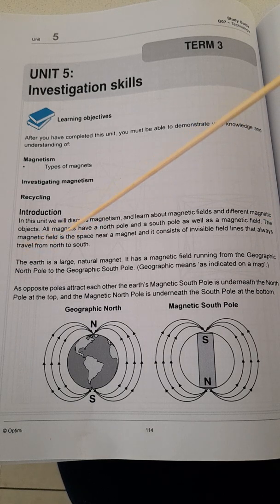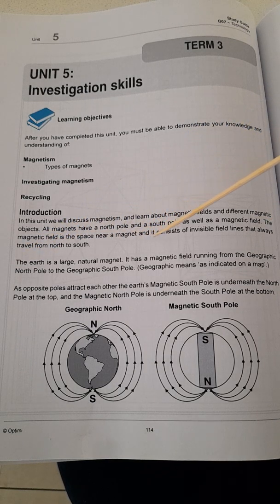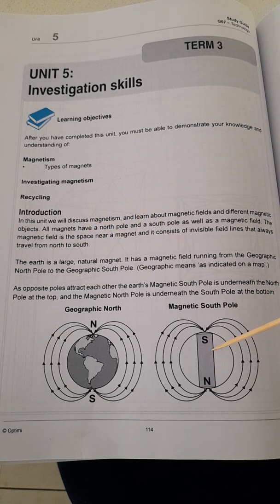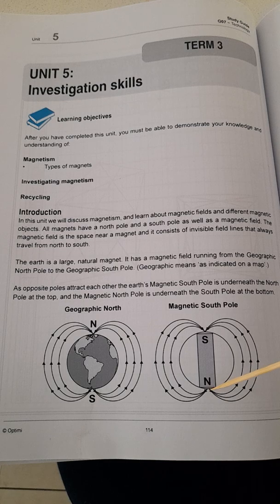The magnetic field is the space near the magnet, and it consists of invisible field lines that always travel from north to south. This is a magnet, and the magnetic field is traveling from north. You see this arrow shows you that this comes from north to the south on the magnet. So the magnetic field lines are always traveling from north to south on a magnet.